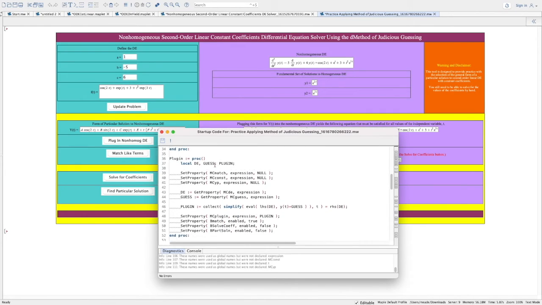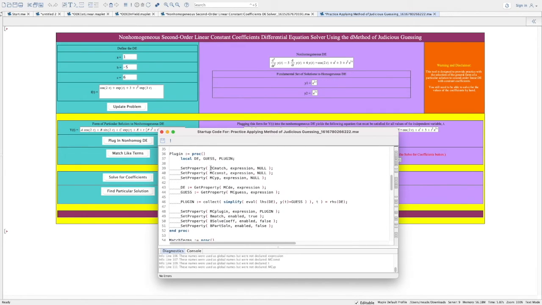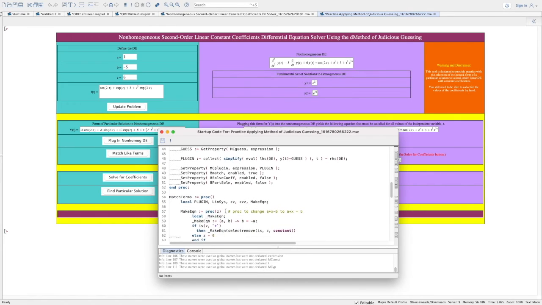In the plug-in procedure, again, I clear out some parts that are relevant there. I get the information I need, and then I do the operation. I plug in and simplify and collect everything to get the expressions that I would get for this problem, and then set up the buttons for the next step.